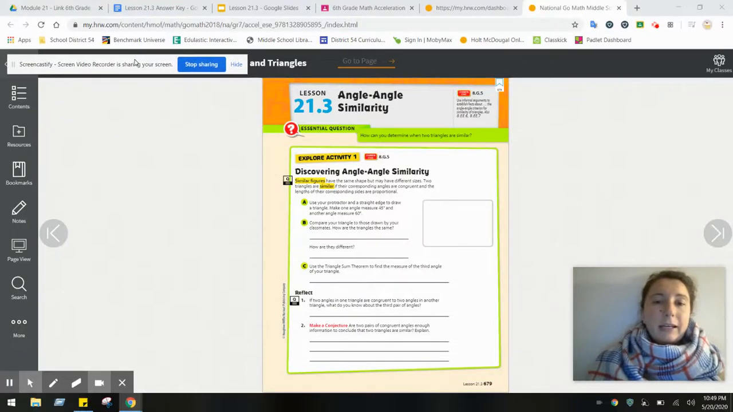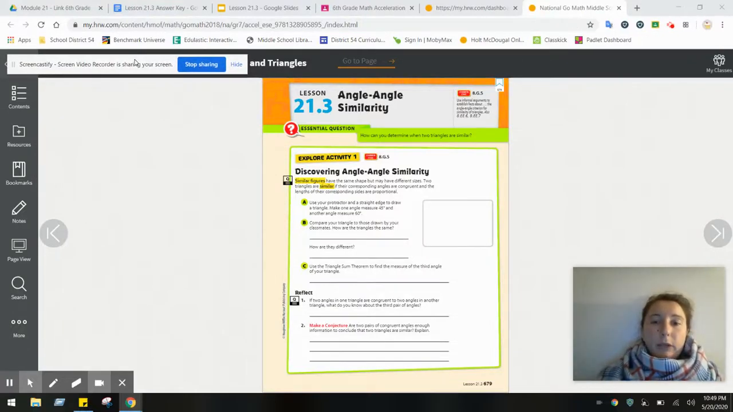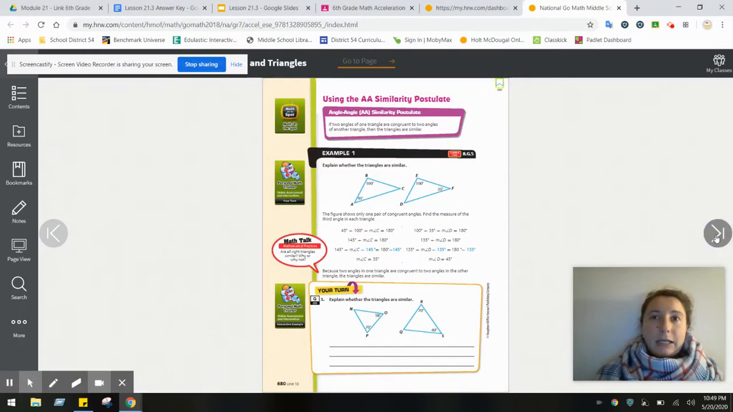All right, today we're going to go on with lesson 21.3, angle-angle similarity. What we're trying to figure out is what makes two angles similar? What are the features necessary for them to be considered similar? So, using the angle-angle similarity postulate.